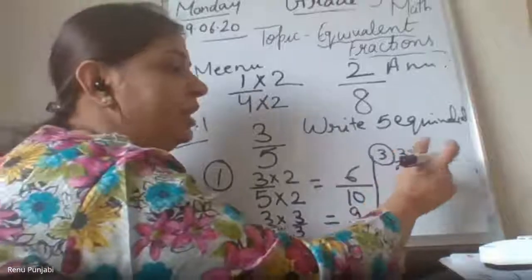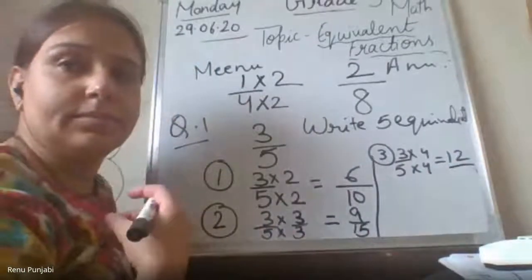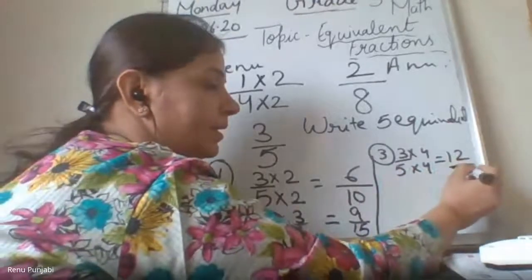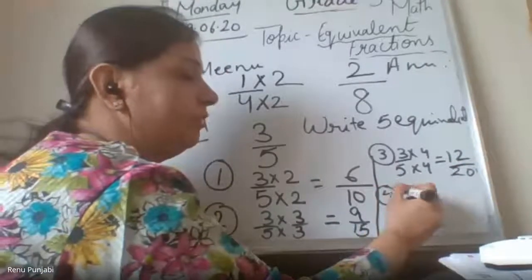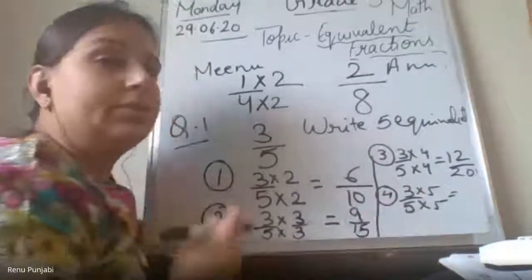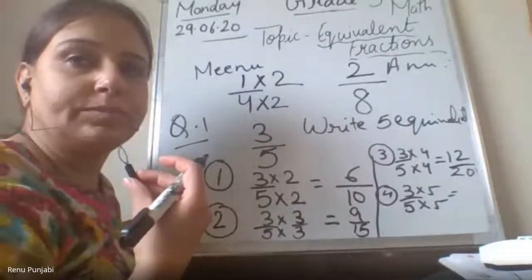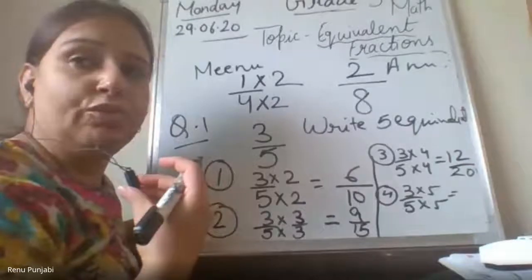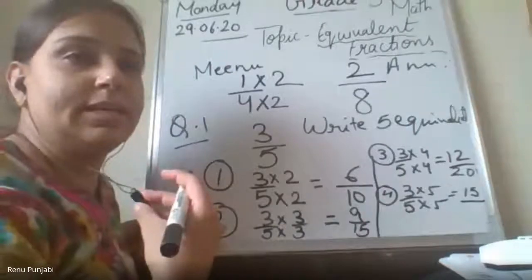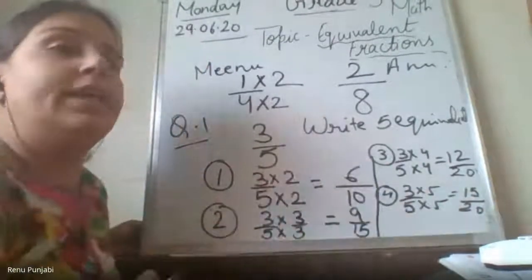Yes. 3 into 4 is 12. Now 5 into 4 is 20. The fourth equivalent you will find by multiplying with 5. 3 into 5 is what? Please write in the chat box. 3 into 5, 15. Yes, very good. And 5 into 5 is 20. This way we have to find the equivalent fraction.